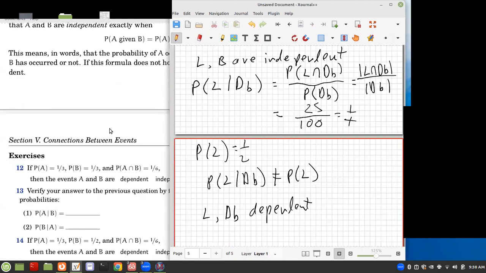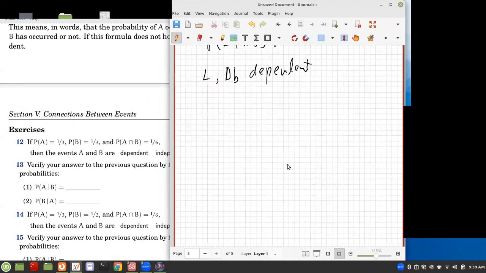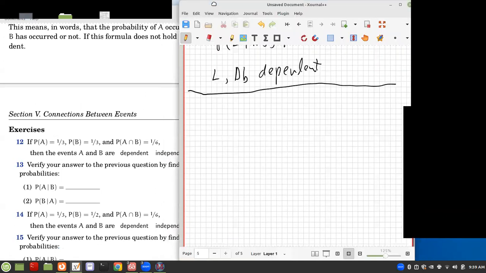Okay, well, now we're going to do some exercises to see if you can understand this. Let's look at exercise 12 on page 279.